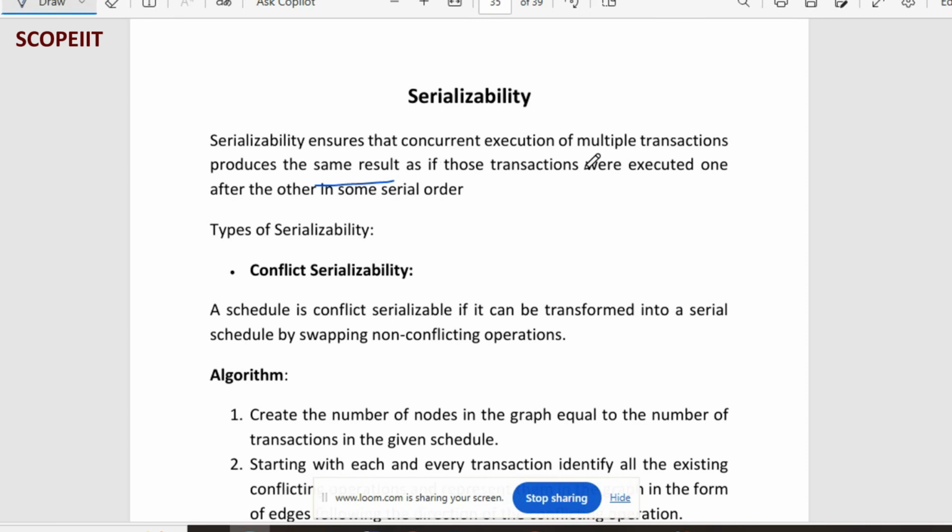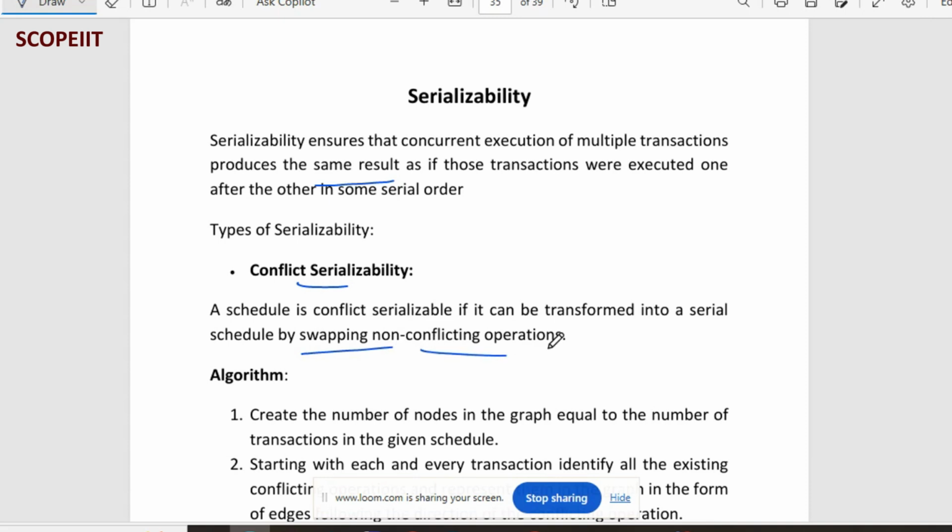Now there are two types of serializability. One is conflict serializability and another one is view serializability. Okay, so now the first one is conflict serializability. Now what do you mean by conflict serializability? So a schedule is called conflict serializable if it can be transformed into a serial schedule by swapping non-conflicting operations.